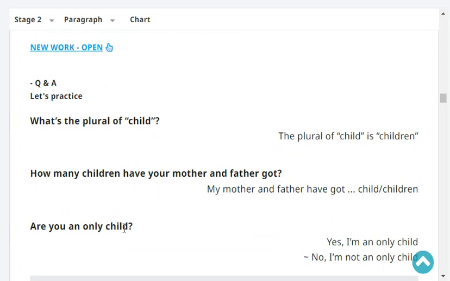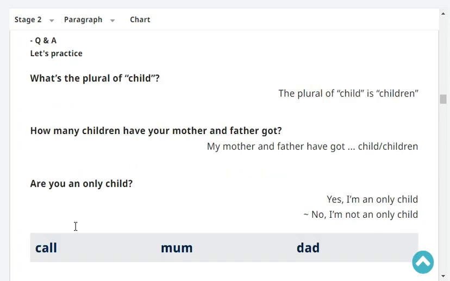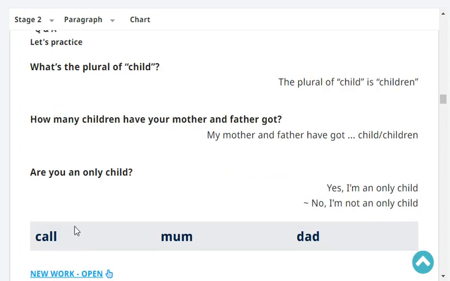What's the plural of child? The plural of child is children. One more. The plural of child is children. Very good. How many children have your mother and father got? My mother and father have got three children. Very good. Are you an only child? Yes or no?